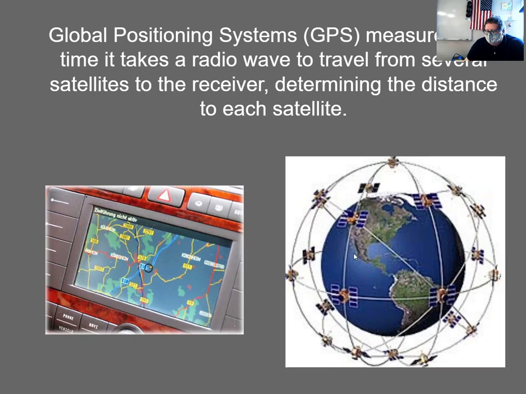So if I'm down here in Mexico, my signal will go out and should hopefully hit at least 2 or 3 different satellites. And if we have 2 or 3 different points, hopefully 3, we can triangulate my exact location and determine where I am.